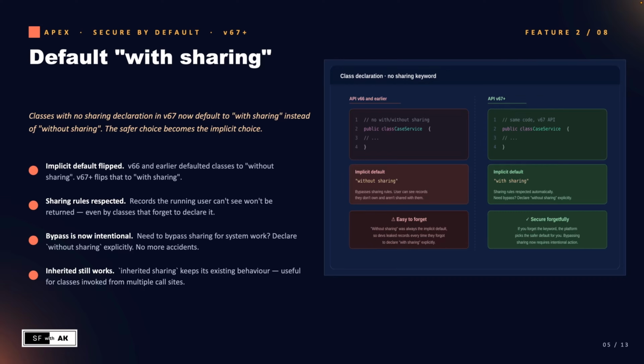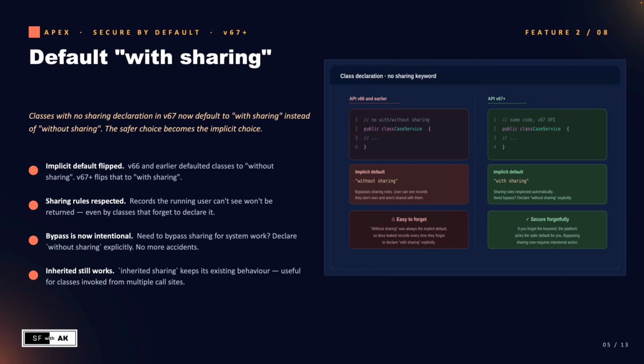So if you have got a version 67 class that forgets to say anything about sharing, records the running user can't see won't be returned. The platform will respect the user's sharing context by default. You don't have to think about it. You don't need to write any keyword. If you genuinely need to bypass sharing, let's say for a system job, you now need to declare that without sharing keyword explicitly. If you don't write the without sharing, it will be with sharing. So that means no more accidental privilege escalations just because someone forgot to type in the with sharing keyword.